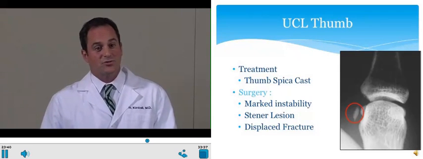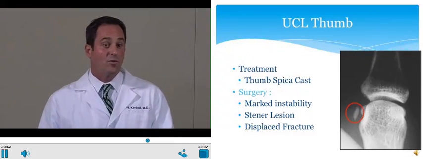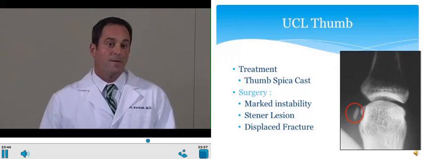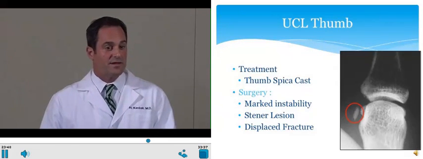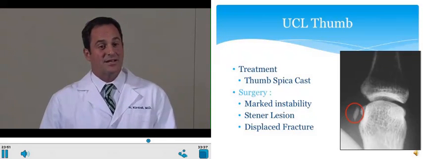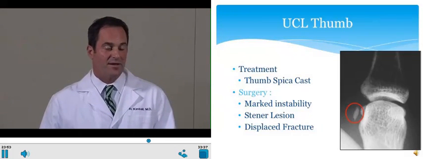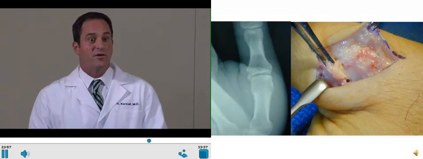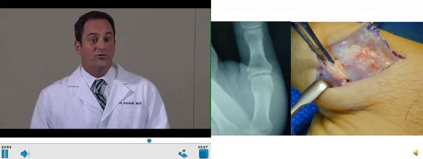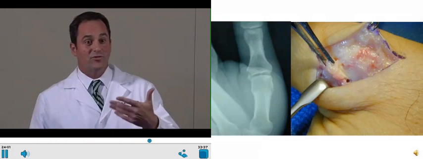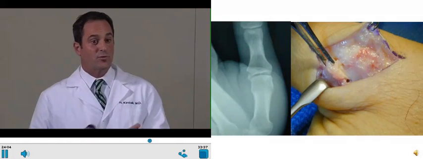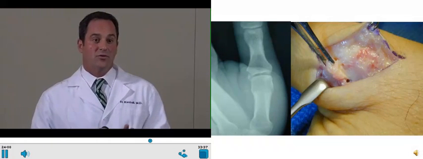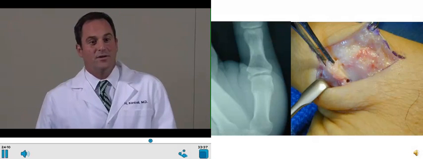Now this image here shows a circled fracture fragment. Normally that should be closer to the base of the proximal phalanx. So in this case, we know that the ligament is significantly displaced and will not heal back in position. This image here shows a similar scenario where as soon as we cut through the skin, we see that the ligament is right up under the skin, and that's where you would palpate that Stener lesion. That ligament ultimately gets repaired back down to the bone.